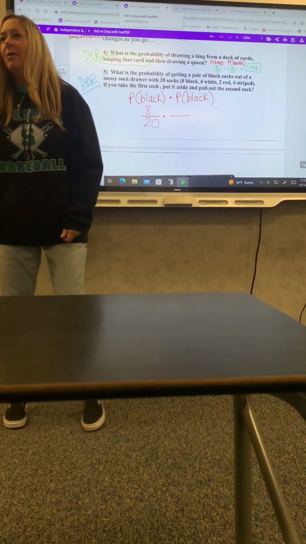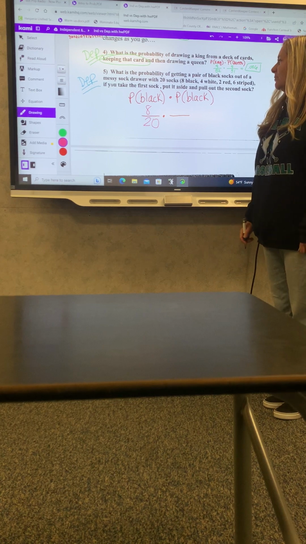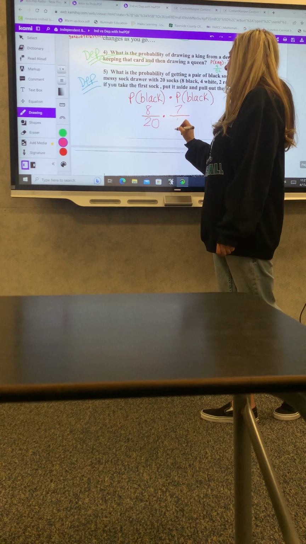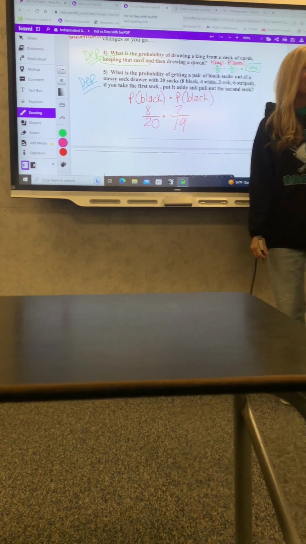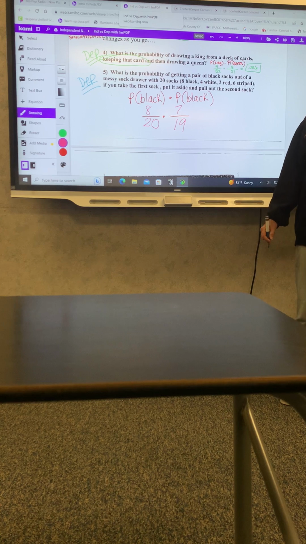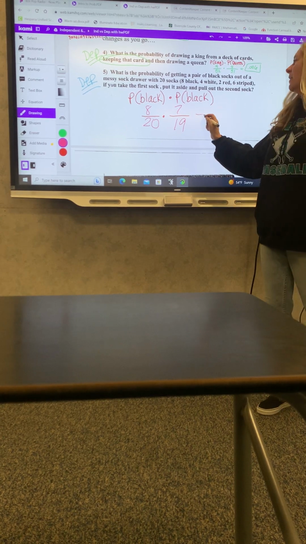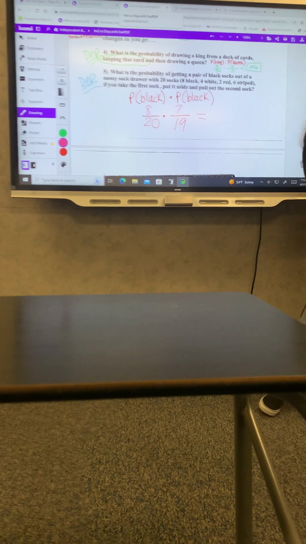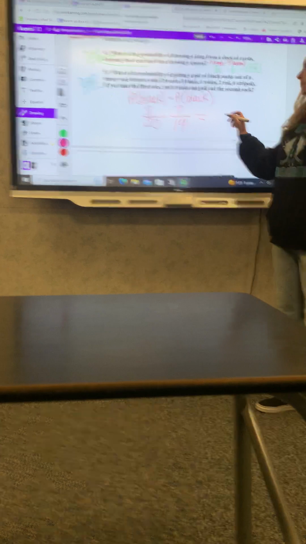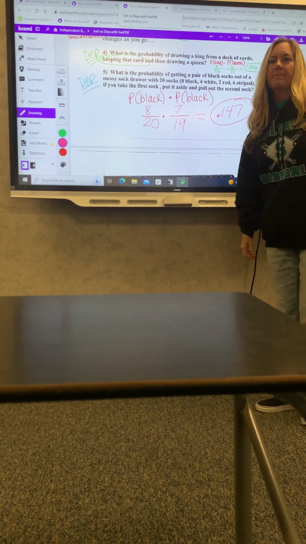So now, over here, what's the probability the next one's black? 7 over 19. Does that make sense? Because the black sock came out, that changes the denominator and the numerator, right? All right, now go ahead and multiply that out. So 56 divided by whatever that number is. 0.147.